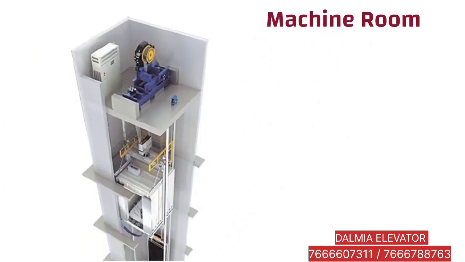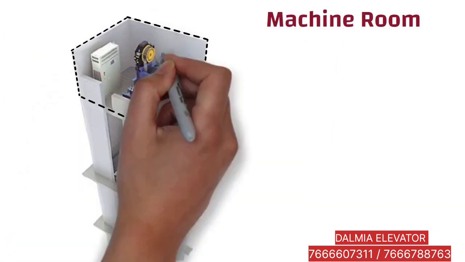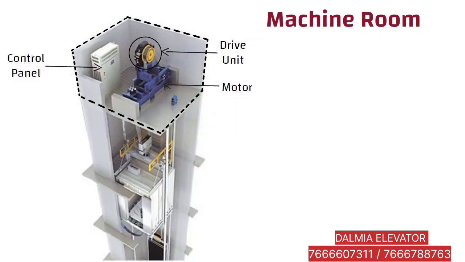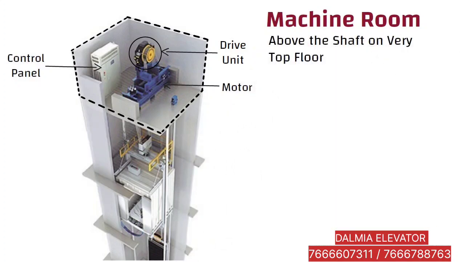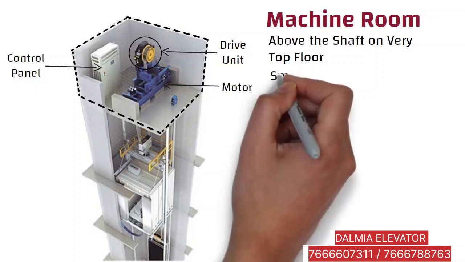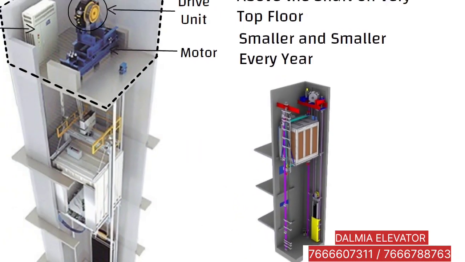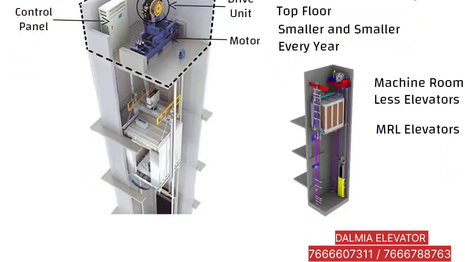Machine room. It is a special room accessible only to authorized persons which contains the lift drive unit, control panel and motor. It is often placed above the shaft on the very top floor. The machine room is an integral part of the elevator. With advancements in technology, the machine room is getting smaller every year, and some systems even have them installed inside the shaft. They are also known as machine roomless elevators or MRL elevators.